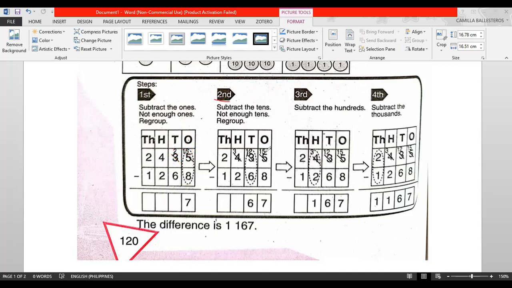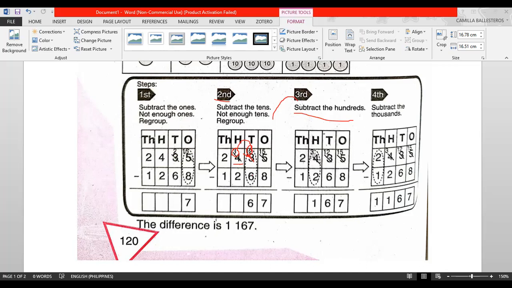Here we already borrowed from 3, so 3 will become 2, right? 2 minus 6, it's not enough again. So 2 here will borrow from the hundreds, which is 4. 2 will borrow 1 from 4. So 4 becomes 3, and 2 becomes 12. 12 minus 6, what's the answer? It's 6, correct. Let's go to the third step, the hundreds.